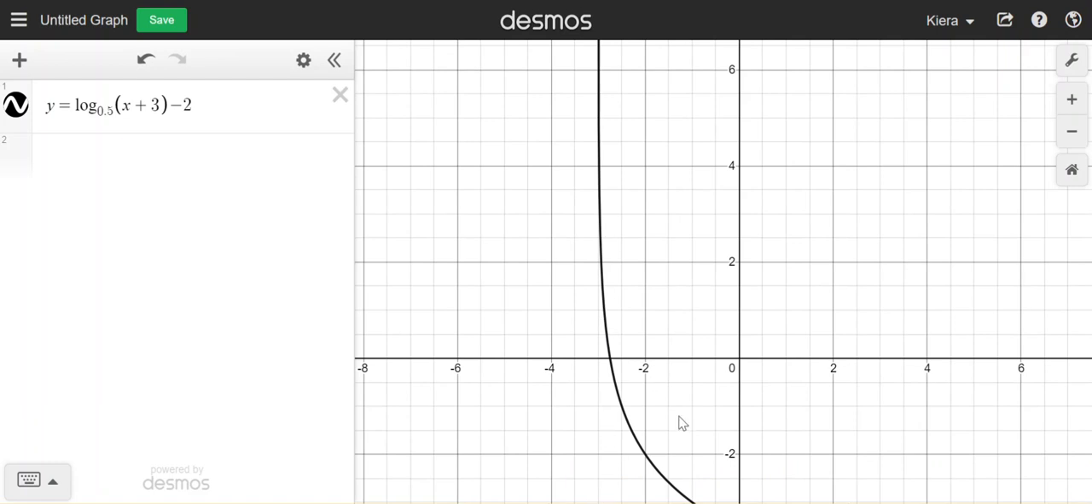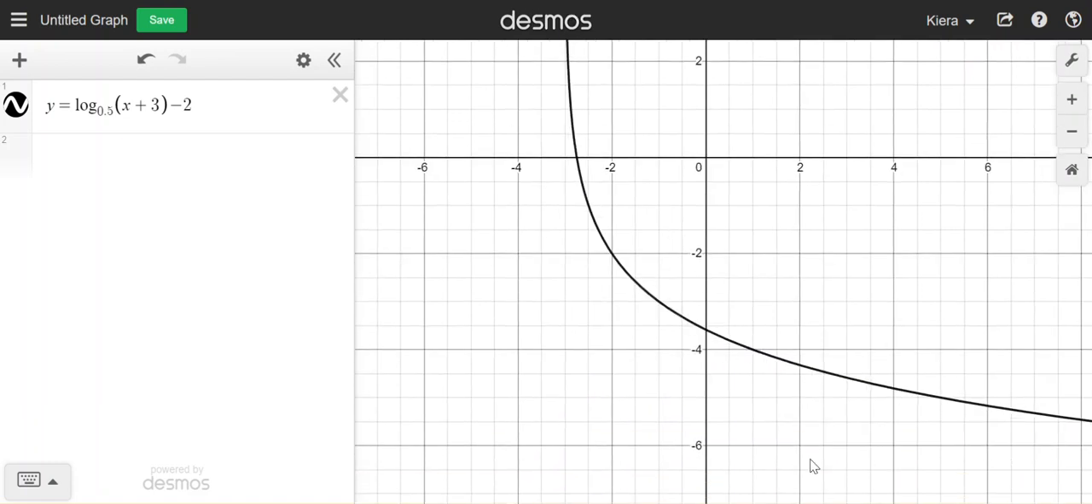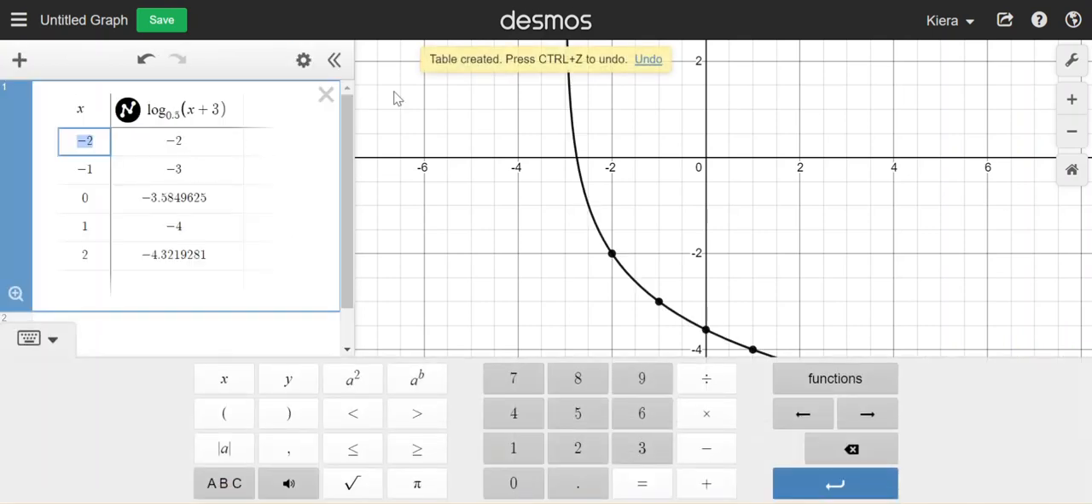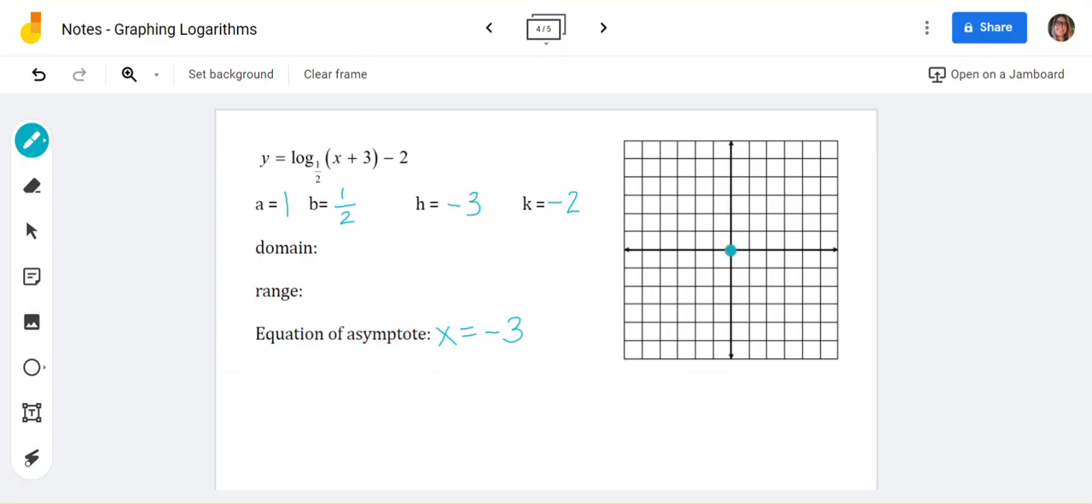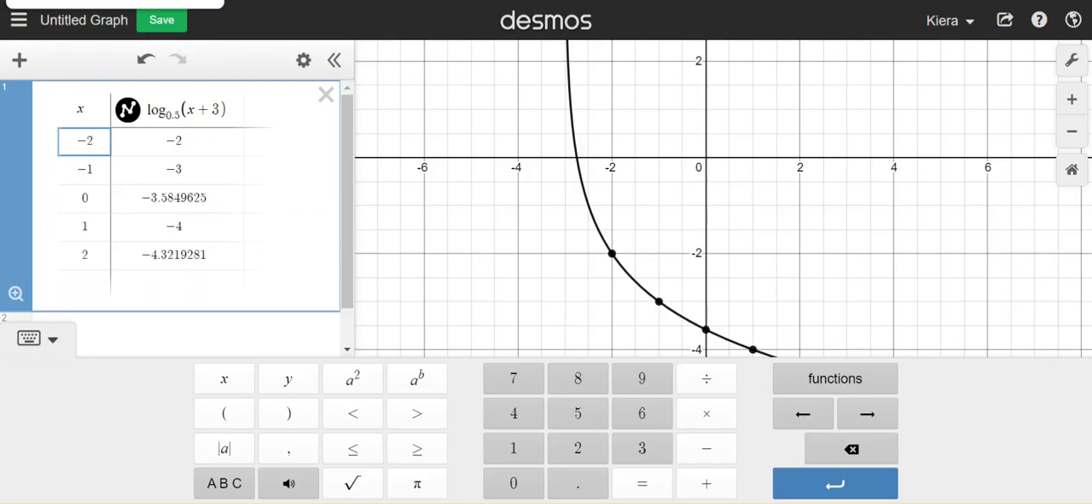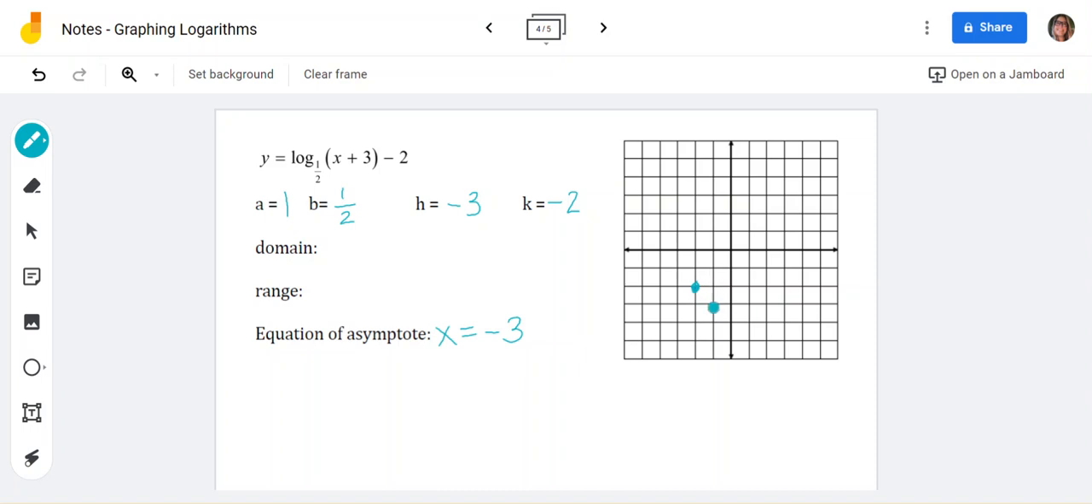So it's at -3 like we saw. So this time it curves down instead of curving up. Let's use our table. All right, that's got some nice points for us to use. -2, -2. -1, -3. -1, -4. Gonna draw on my asymptote so I don't cross over it. And it goes like that.